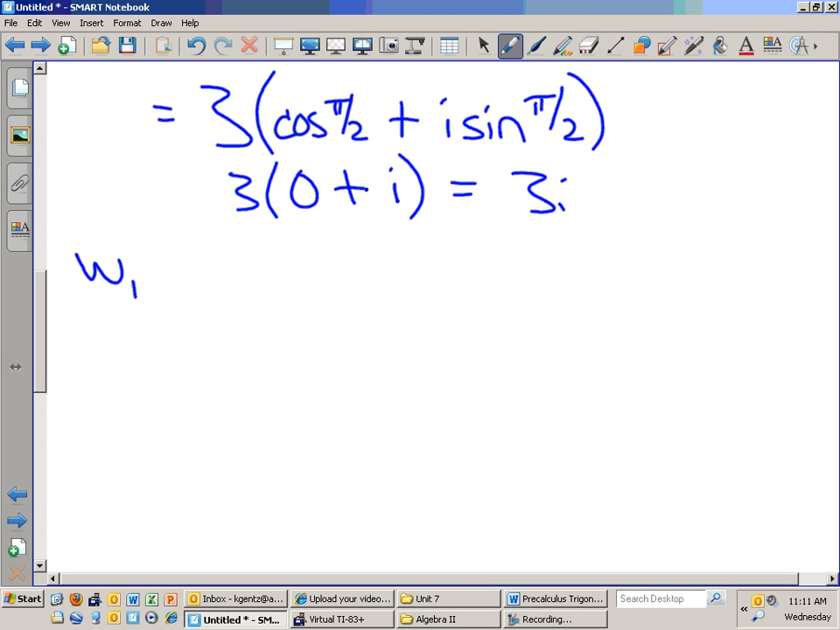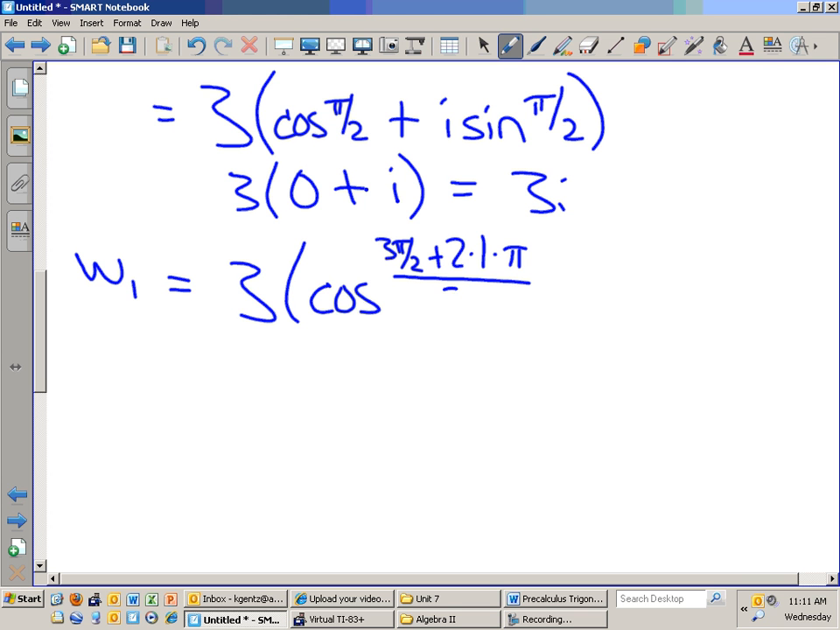W sub 1 equals 27 to what power? 1/3, which is 3. So we know we're going to have that every time. Times the cosine of 3 pi over 2 plus, now what? 2 times 1 times pi. Good. Over 3. So the only thing that changes is my k value. Notice I have w sub 1, and so I have a 1 there. That's all that changes.